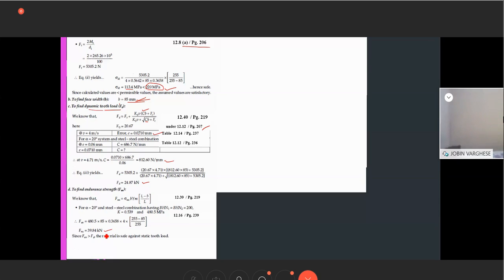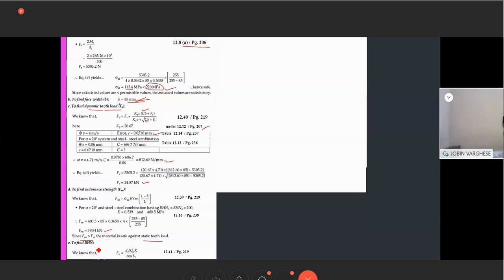Now, again, we are checking whether the F endurance value is greater than FD. If so, the material is safe against static tooth load. So for the static load, F endurance should be greater than FD; then it will be the safe condition. Here you can see F endurance equals 39.84, which is greater than the dynamic load FD, which is calculated to be 24.87. So the material is safe against the static tooth load.